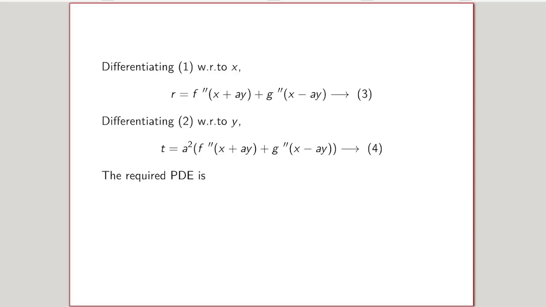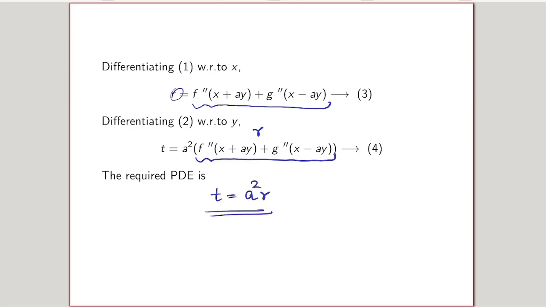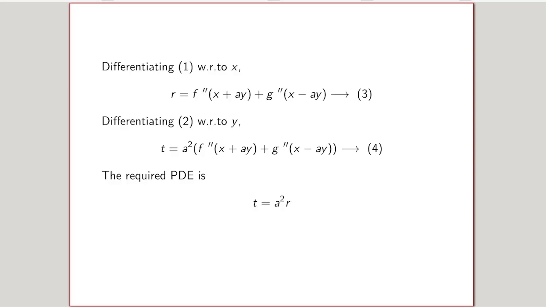Now in order to find the required PDE, see this term f double dash plus g double dash, and this is what is given in equation 3. f double dash plus g double dash can be replaced with r. So if we replace this term with r, our required PDE is nothing but t is equal to a square into r. So observe that this t and this r are second order derivatives. So this PDE is a second order PDE. So the final PDE is t is equal to a square r.